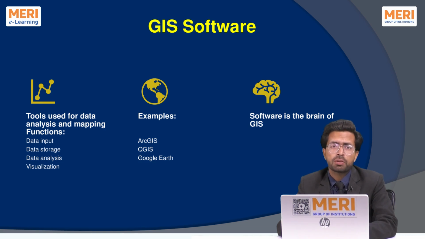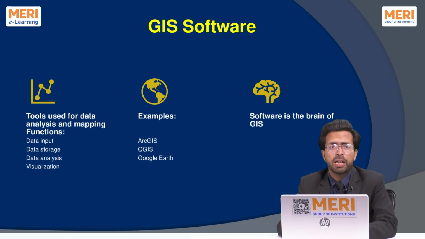One of the most important functions of GIS software is visualization. Data that is difficult to interpret in tables can be easily understood when displayed on maps. For example, population density or pollution levels can be shown using color-coded maps, making it easier to identify trends. Modern GIS software also supports integration with other technologies such as remote sensing and database management systems. This allows users to handle large datasets and perform complex analysis. In simple terms, software acts as the brain of GIS, controlling how data is processed and analyzed. Without software, hardware alone cannot perform any meaningful operations.